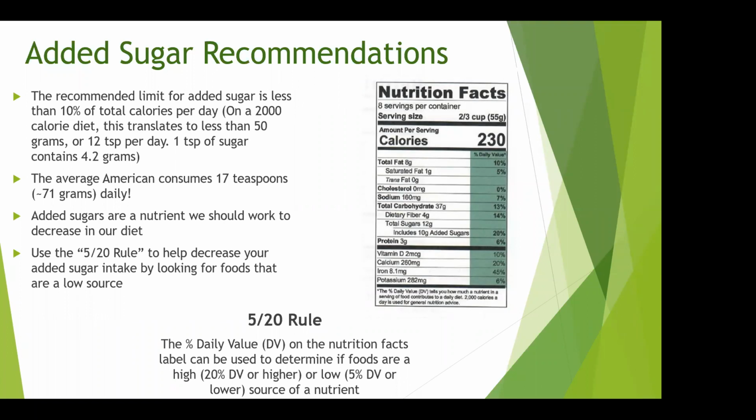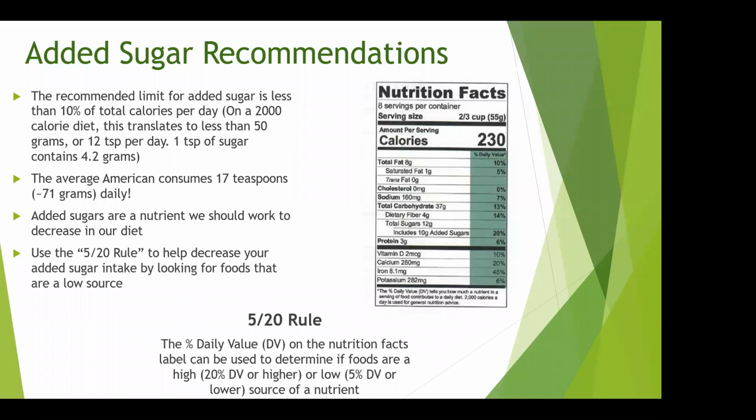Added sugars are one of those nutrients that we should be looking to decrease in our overall diet. And to do that, we can use what we call the 5-20 rule. And I'm going to explain that a little bit. As you can see at the bottom of this slide, the 5-20 rule is you take a look at the percent daily value on the nutrition facts label to determine if a food is a high source or a low source of a nutrient.